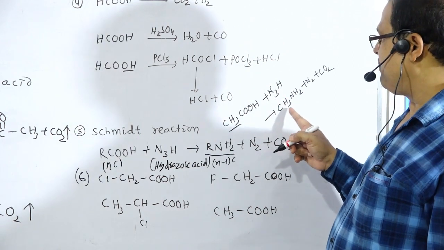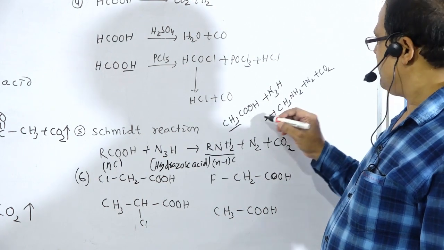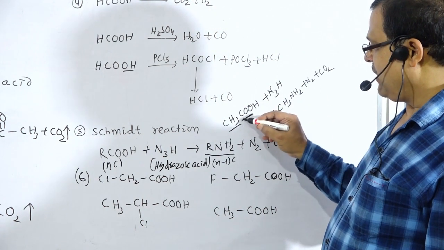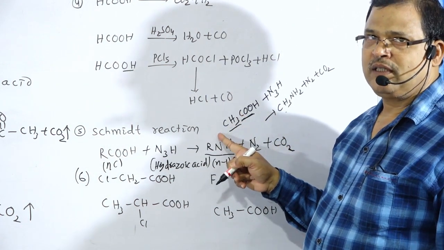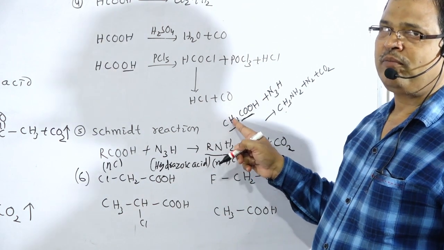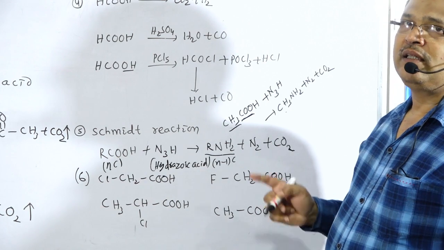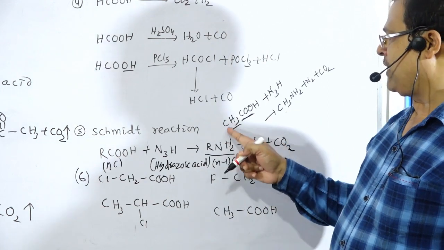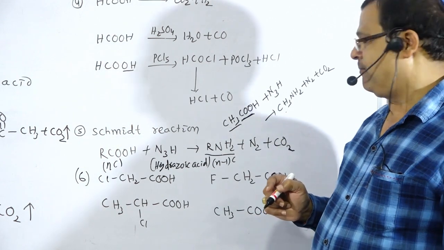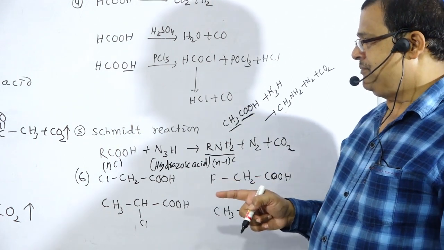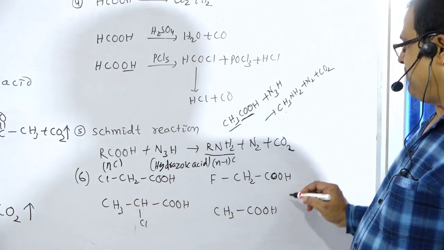Then there is the formation of the primary amine, methylamine. The carbon is removed in the form of carbon dioxide. So this acid contains two carbon atoms, but the amine so formed has one carbon atom less, that is methylamine, containing only one carbon atom. So next one, we have to compare the acid strength, the comparison of acid strength.